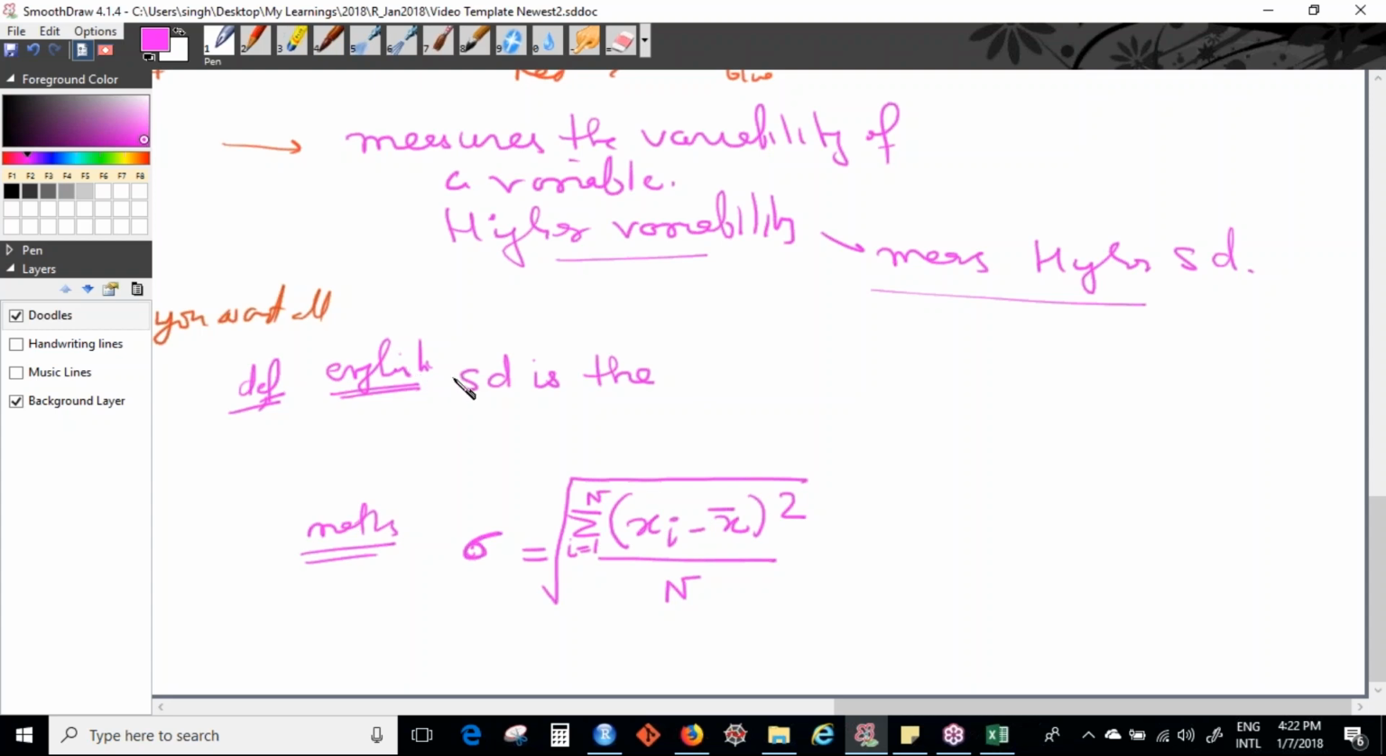Now I can write the definition in English. Standard deviation is the root mean square, or RMS, of deviations from average. Is this clear, guys? We will do an example where we calculate this value, but standard deviation is the root mean square of deviations from average. So we talked about variability, higher variability, right?